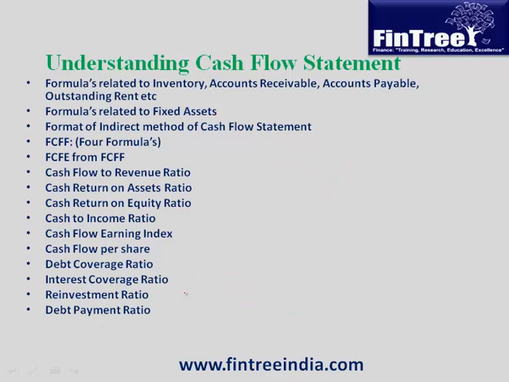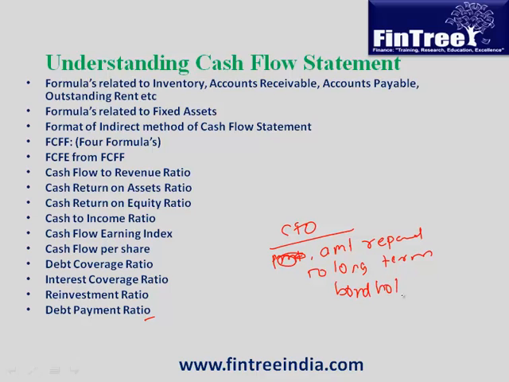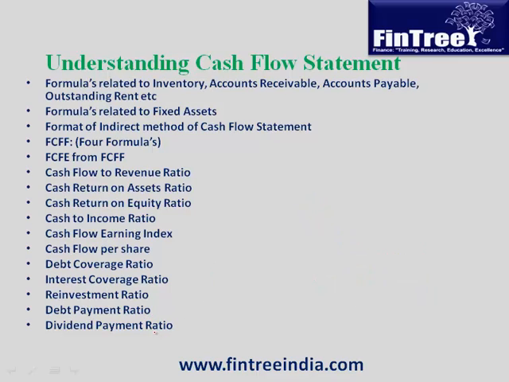Debt payment ratio. This is calculated as cash flow from operations divided by payment made or amount repaid to long-term lenders or bondholders. Again, what is the idea? Do we have sufficient cash flow from operations to repay the debt holders or bondholders? Next one is dividend payment ratio: cash flow from operations divided by the amount of dividend.